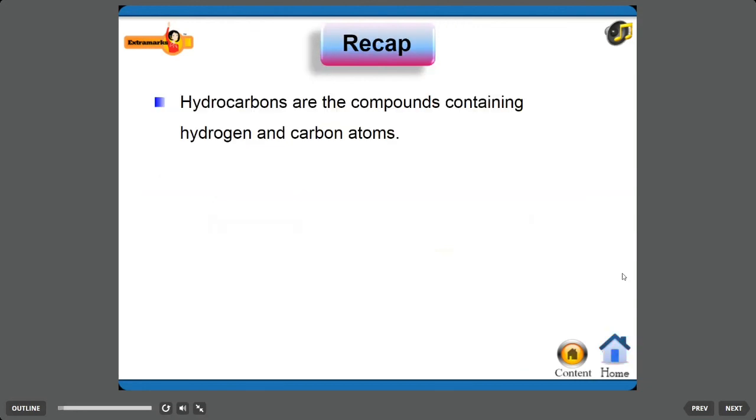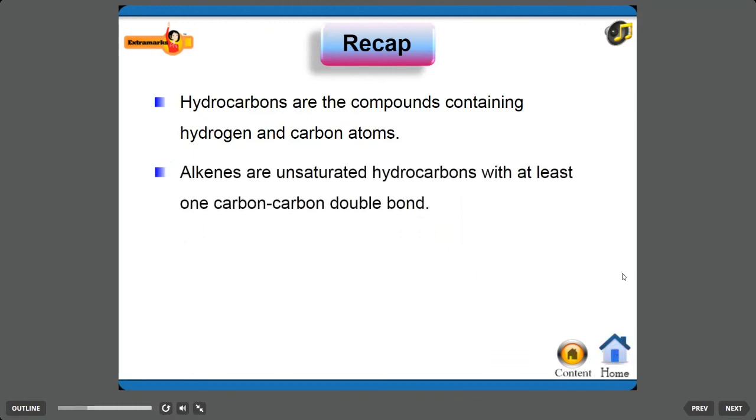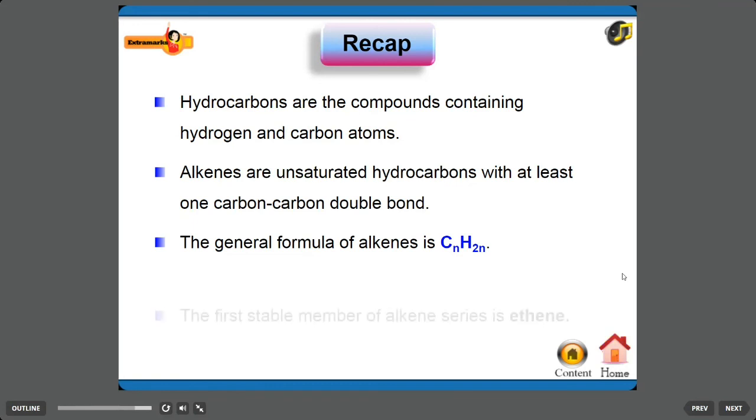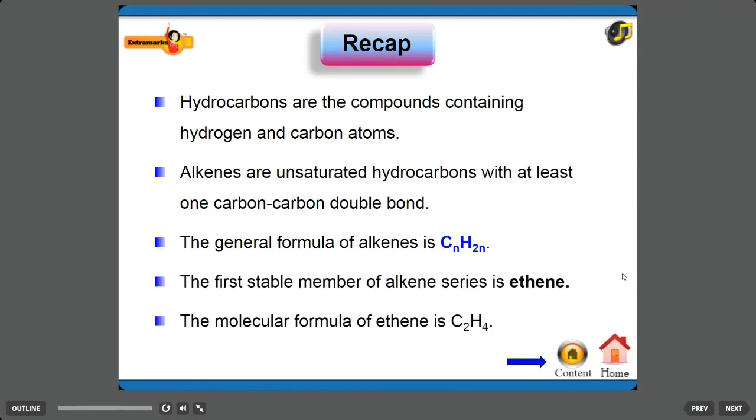Let's have a quick recap. Hydrocarbons are the compounds containing hydrogen and carbon atoms. Alkenes are unsaturated hydrocarbons with at least one carbon-carbon double bond. The general formula of alkenes is CnH2n, having at least one carbon-carbon double bond. The first member of alkene series is ethene. The molecular formula of ethene is C2H4.